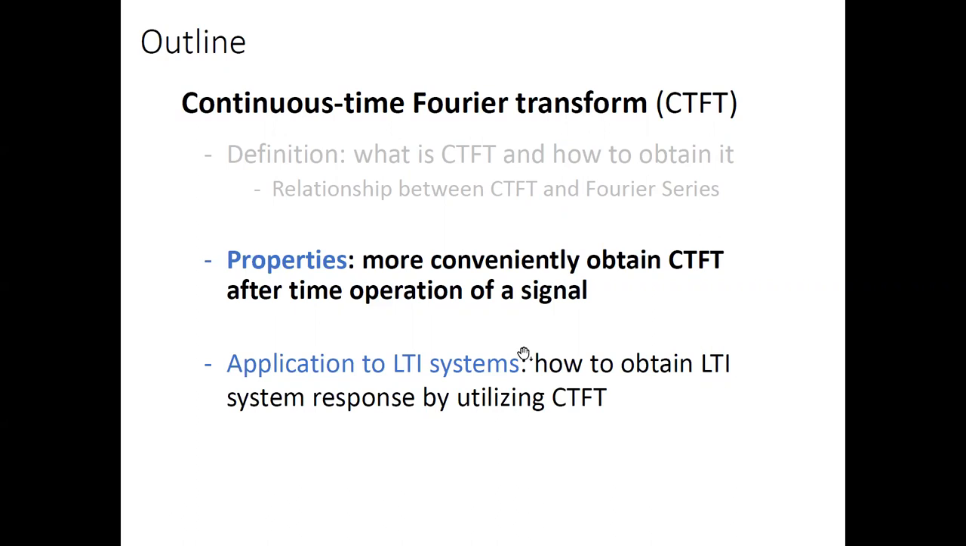Okay. So now let's move to the second part of this chapter, which introduces some properties associated with continuous time Fourier transform. And the purpose we learn these properties is similar to the properties of Fourier series. That's because we inevitably need to operate on some signals over time, right? Time reflection, time scaling, and so on. And we don't want to recalculate the Fourier transform by taking that integral. Instead, there are some properties that help us conveniently obtain the Fourier transform of a signal after relevant time operations. Now let's look at this set of properties.